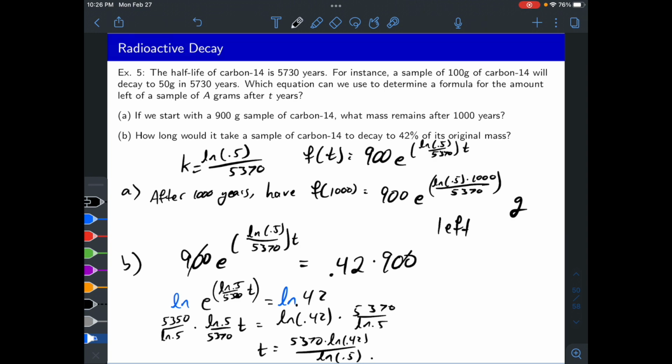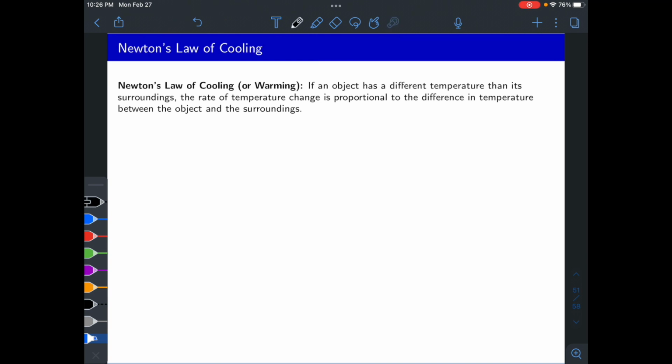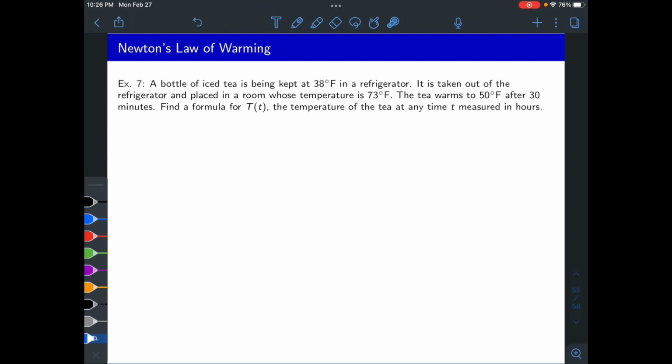All right. We did a Newton's law of cooling problem. I want to do one more, just for a little extra practice. A bottle of iced tea is being kept at 38 degrees Fahrenheit in a refrigerator. It is taken out of the refrigerator and placed in a room whose temperature is 73 degrees Fahrenheit. The tea warms to 50 degrees Fahrenheit after 30 minutes. Let's find a formula for the temperature of the tea at any time, where little t is measured in hours. So T of t, capital T of little t, is going to be the temperature after t hours.